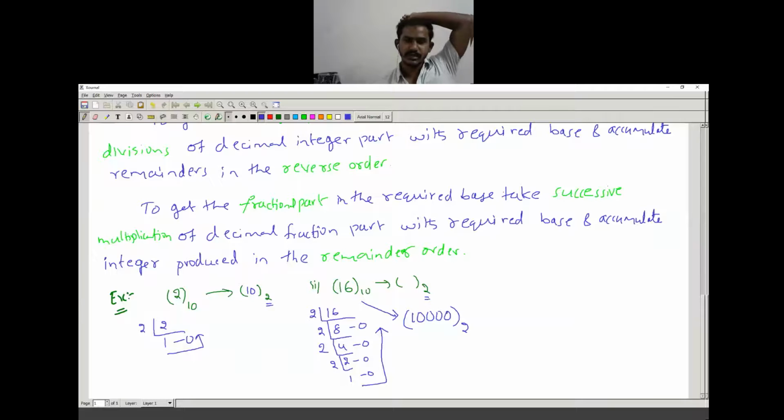You can also verify that the weights are 2 power 0, 2 power 1, 2 power 2, 2 power 3, 2 power 4, that is 16. So this is the binary equivalent of the number 16.